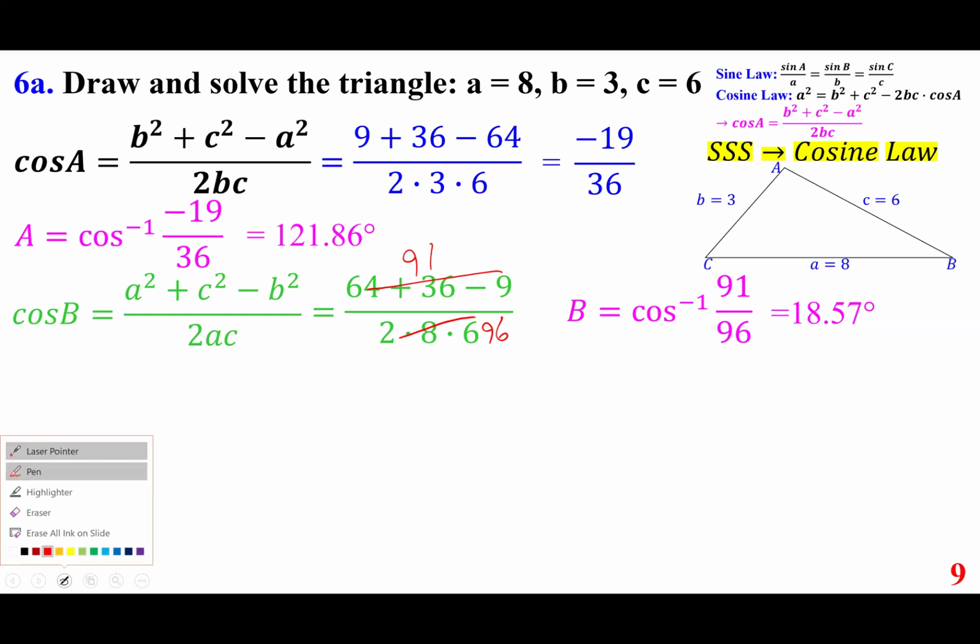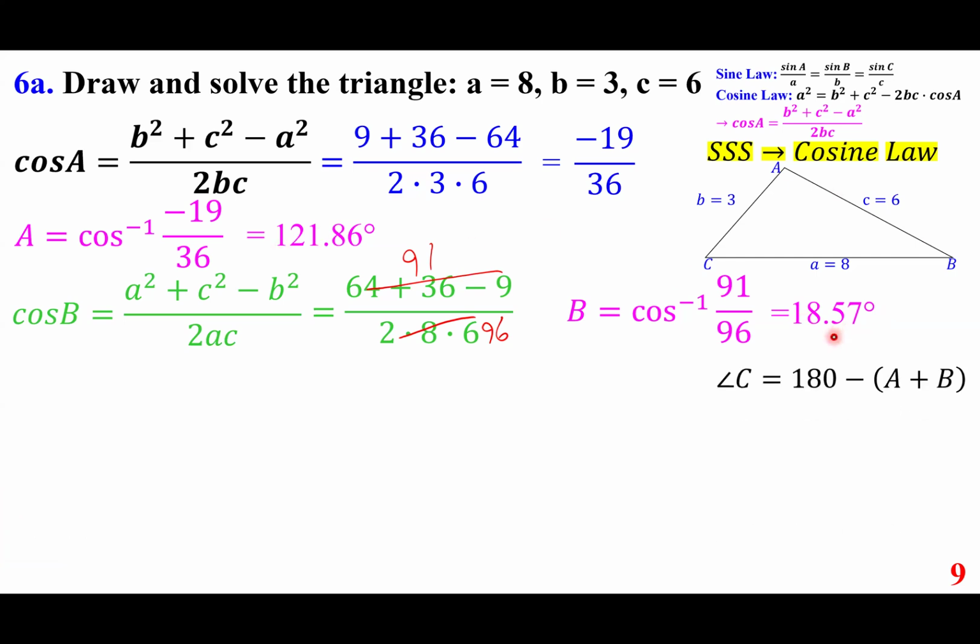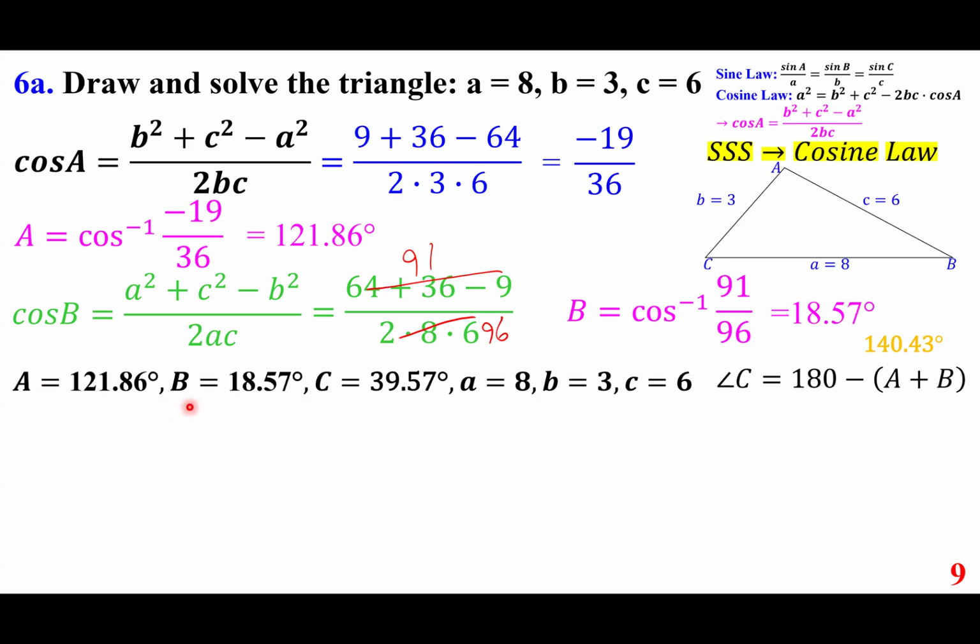Let's see what we have. We have all sides. We have two angles. What would be the third one? The sum must be 180. A plus B plus C must be 180. So add up these two and subtract it from 180. So angle C is 180 minus the sum of A and B, 140.43 degrees. Subtract it, and you get the answer, 39.57 degrees. And we write all of them, A, B, and now the C, 39.57 degrees. Lowercase a, b, c are, of course, given.